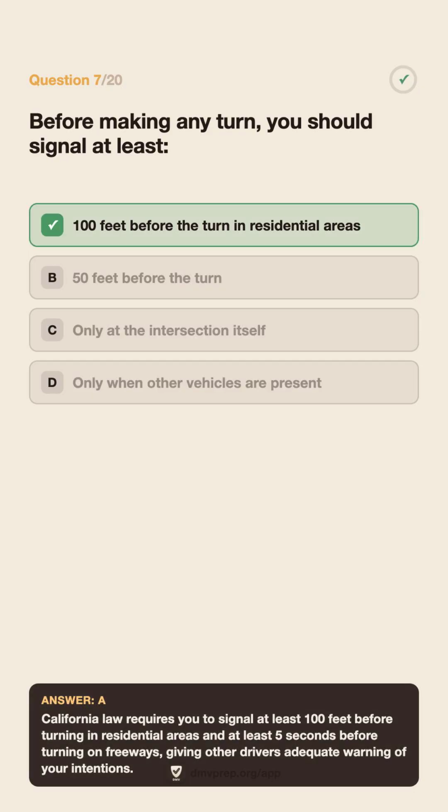The correct answer is A. California law requires you to signal at least 100 feet before turning in residential areas and at least 5 seconds before turning on freeways, giving other drivers adequate warning of your intentions.